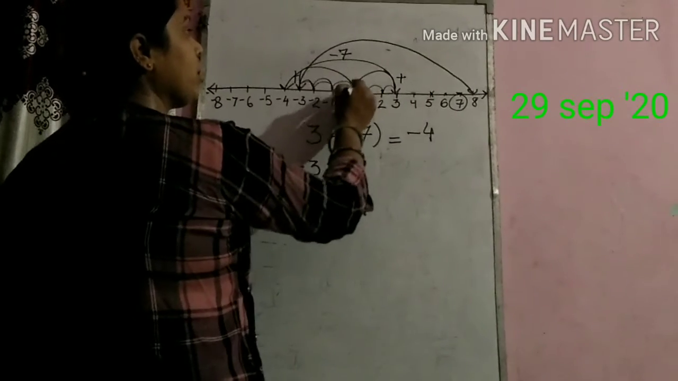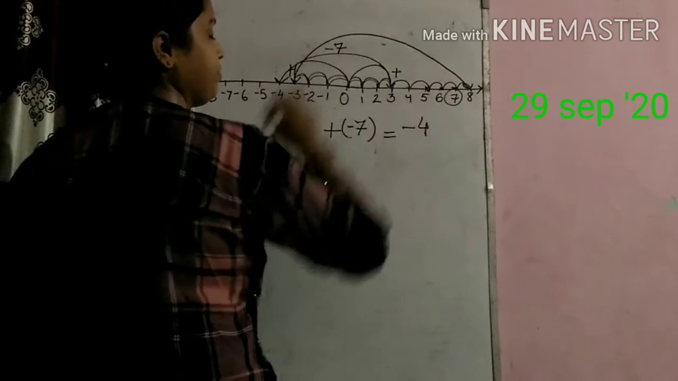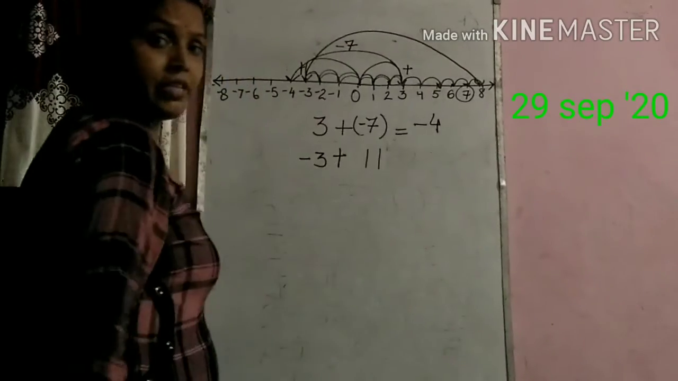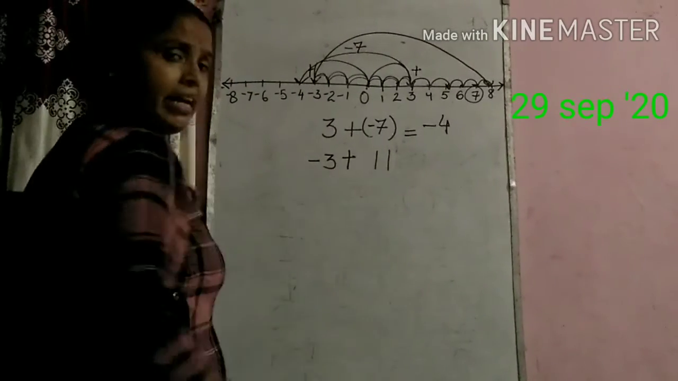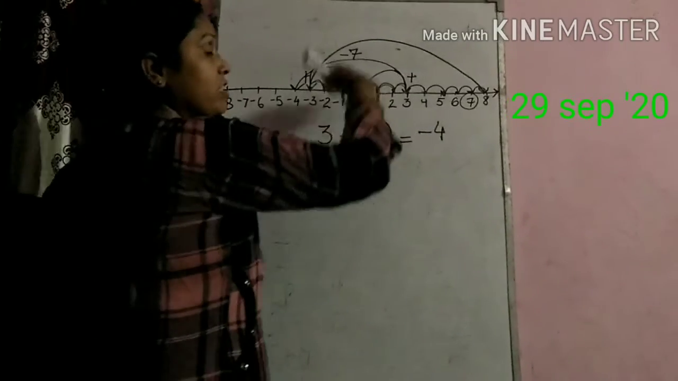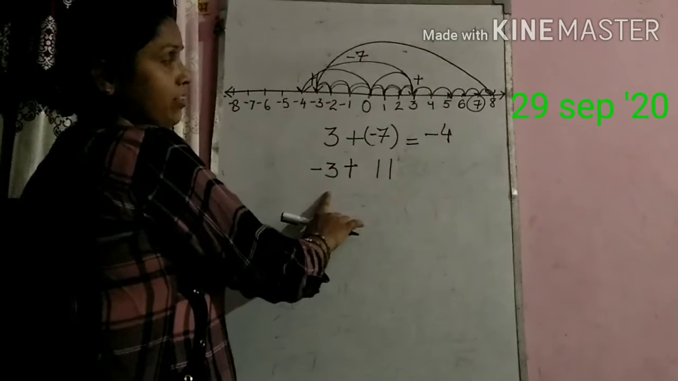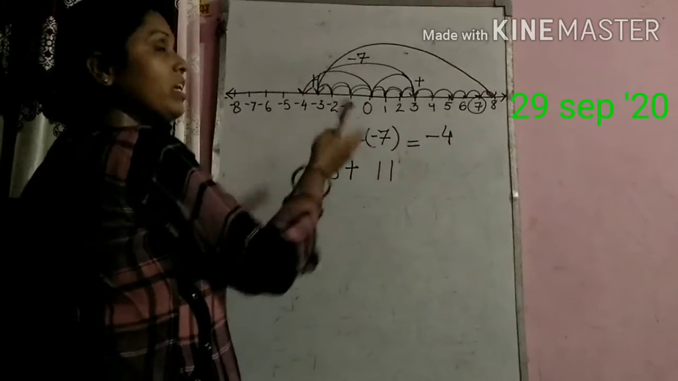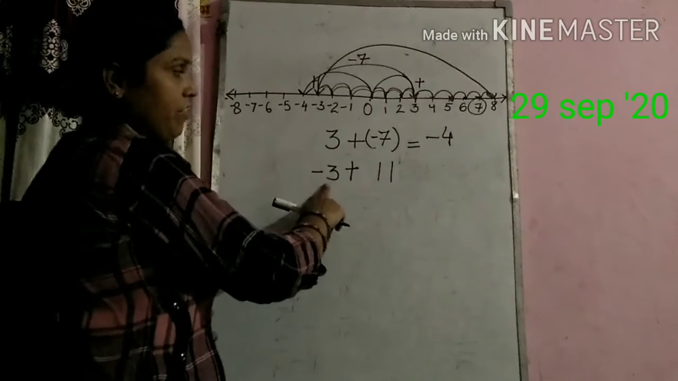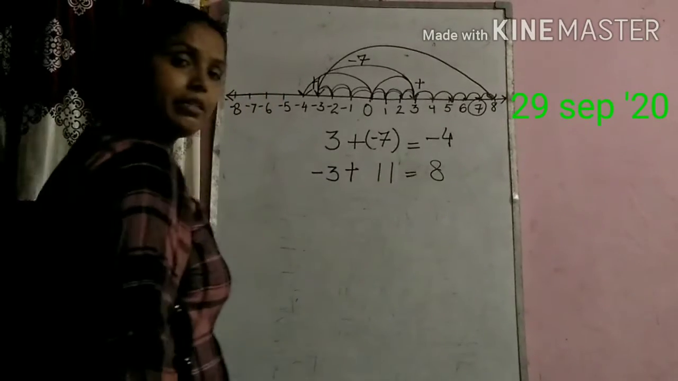1, 2, 3, 4, 5, 6, 7, 8, 9, 10, 11. I am going 11 steps towards the positive side, children. So see, when I am writing 11, I am not writing negative or positive. I am writing 11 because since it is going that side, it is a positive integer. And here I have written -3 because I have started from the negative side. So my first term of the addition expression is a negative integer. And my answer comes as 8. So I am writing here 8.